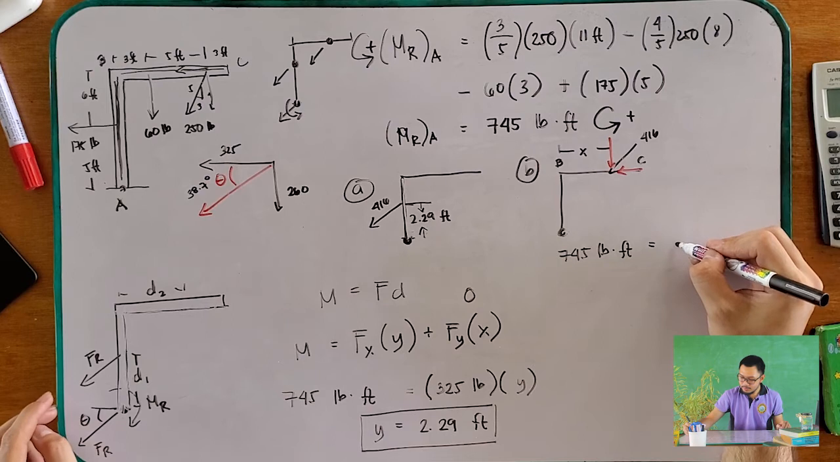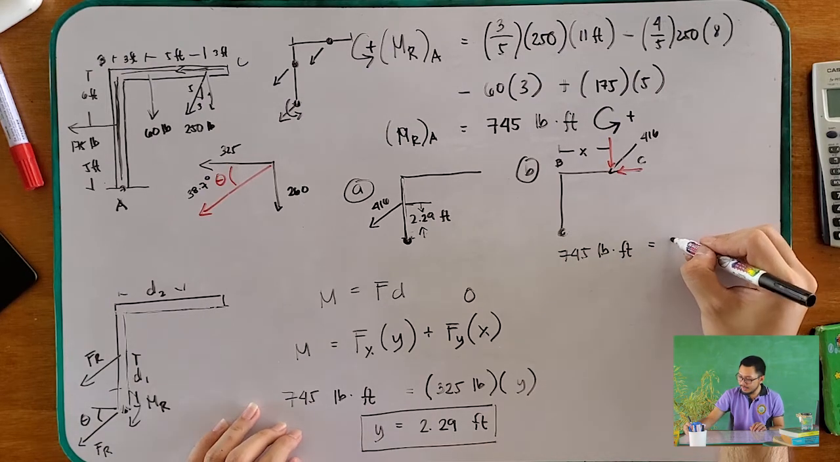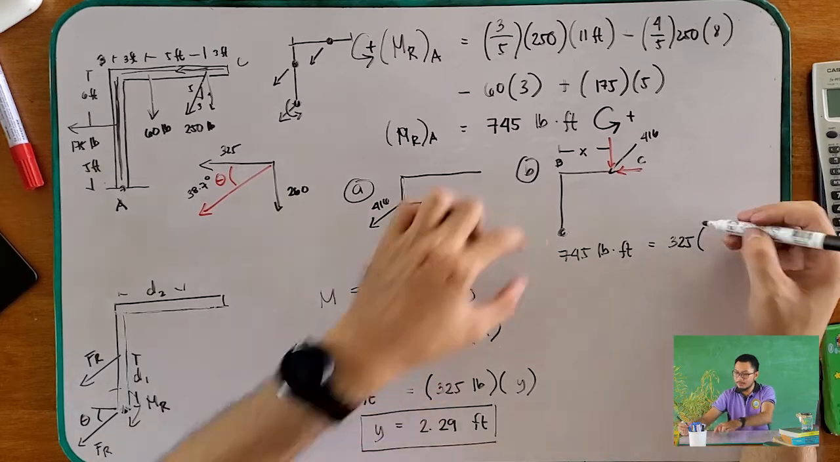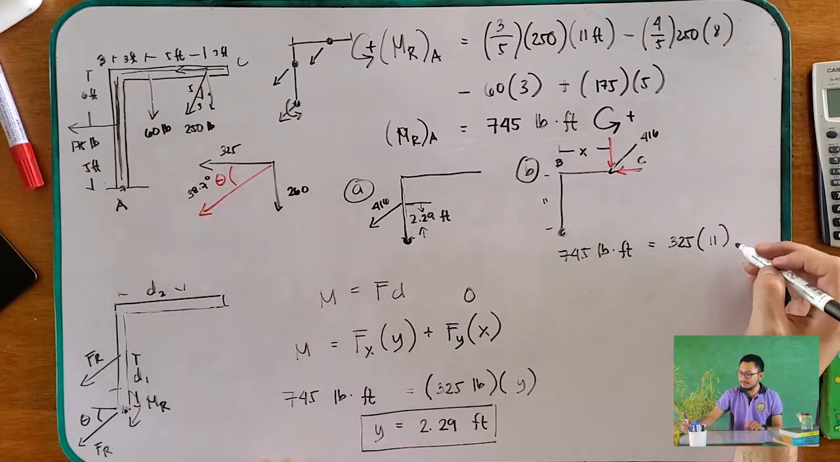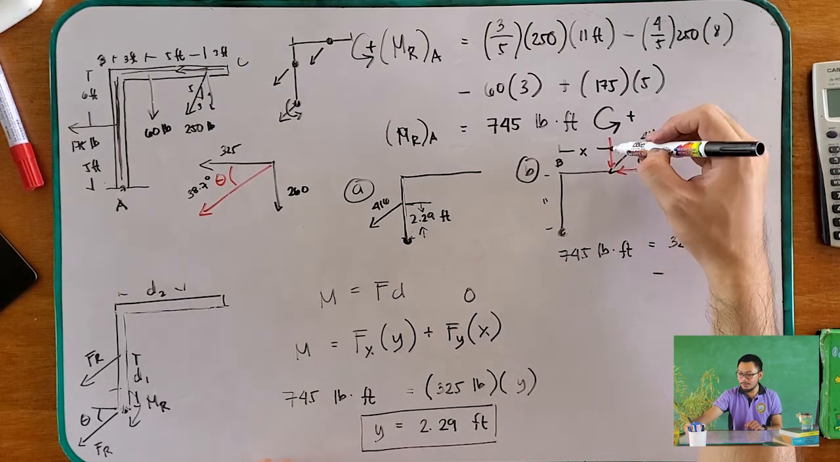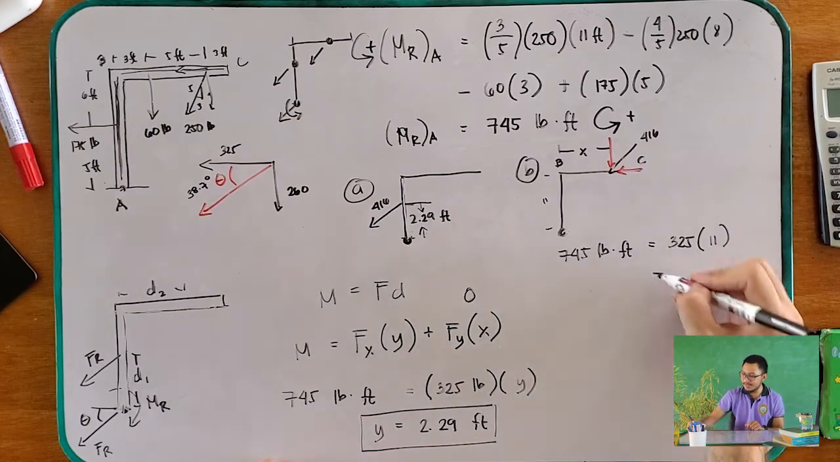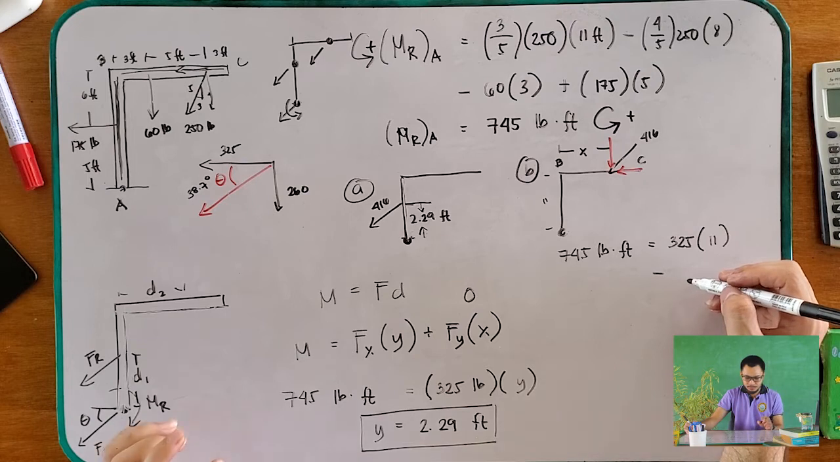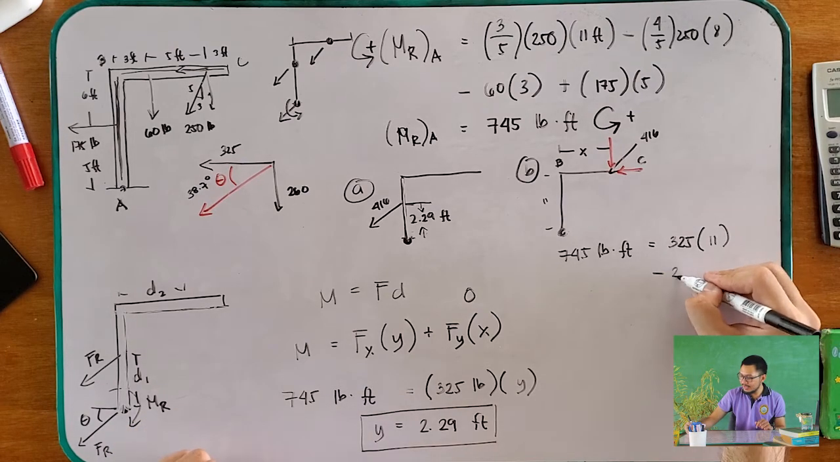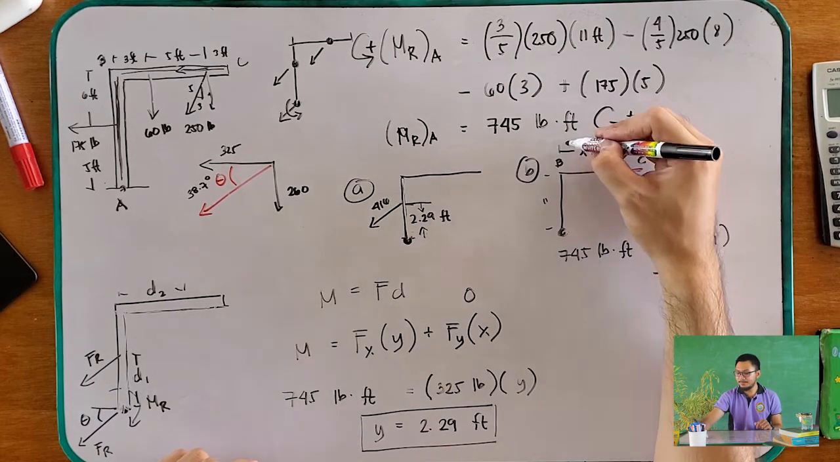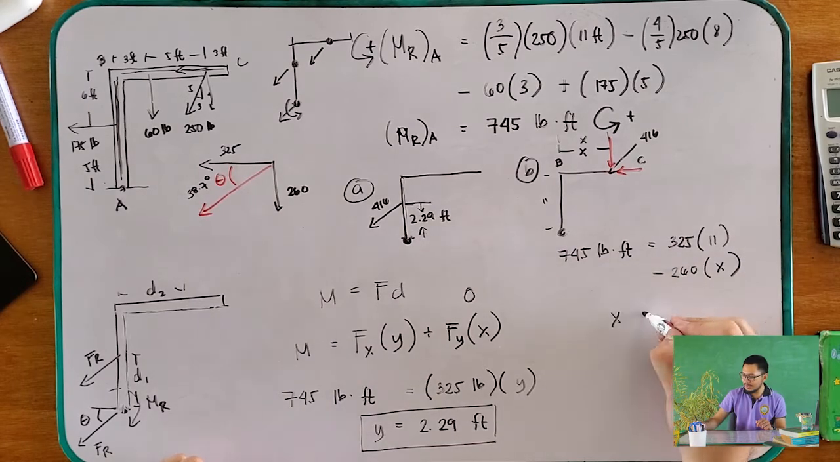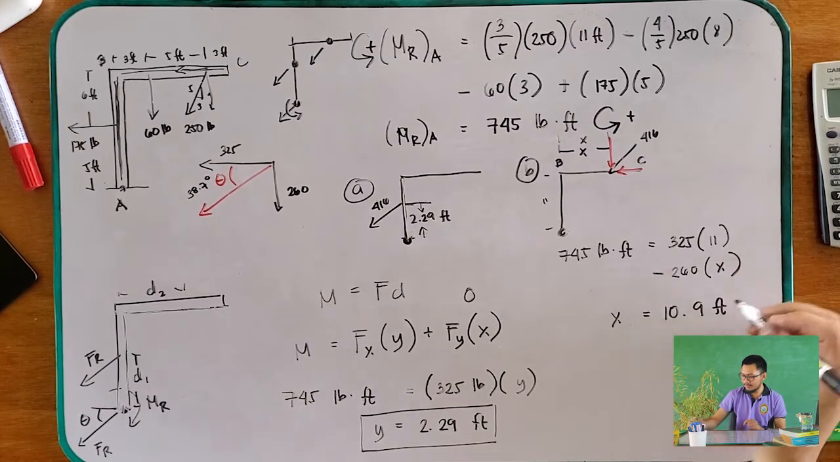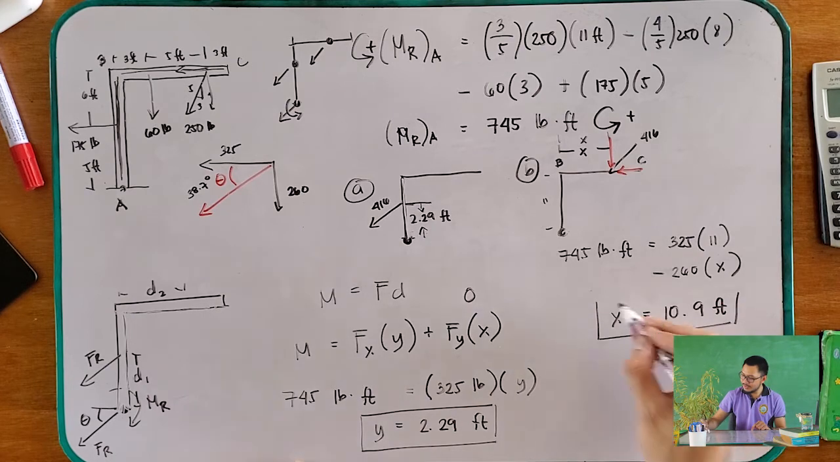So, that is 325 times moment arm of 11. Okay, this is 11. Minus, this one creates a negative moment, so minus the y component. The y component is 260 pounds times this distance that you still don't know, which is x. So therefore, you can get that your x value is 10.9 feet. So these are your final answers.